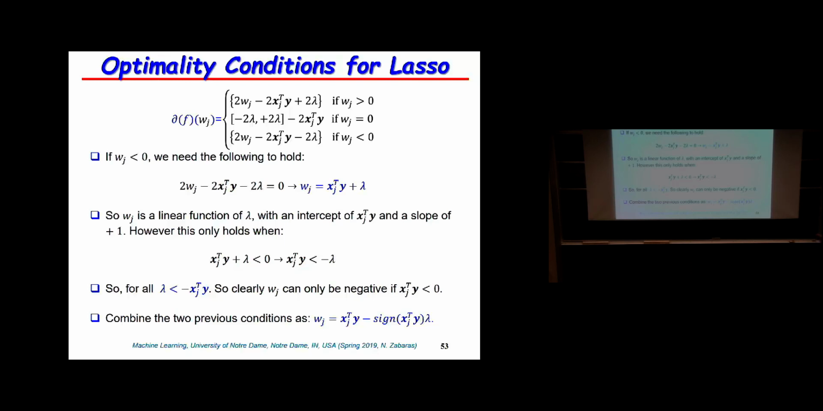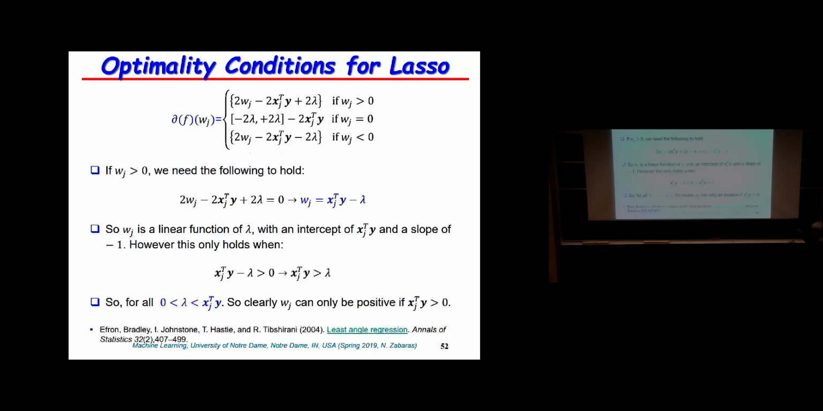The two cases, Wj greater than 0 and Wj less than 0, we can summarize the optimal solution with one equation and write it as Wj equals xj transpose y minus the sign of xj transpose y times lambda. For this equation to be true, because lambda is positive, if xj transpose y is negative, we get xj transpose y plus lambda. If the sign is positive, then we get xj transpose y minus lambda.